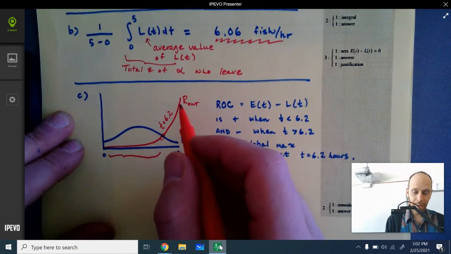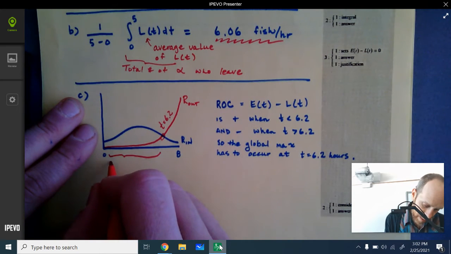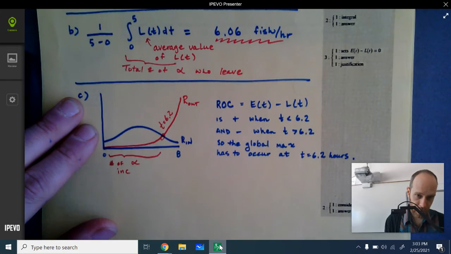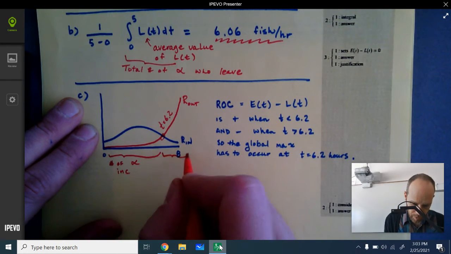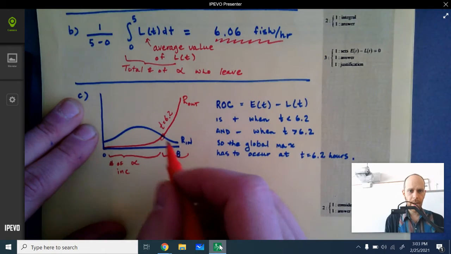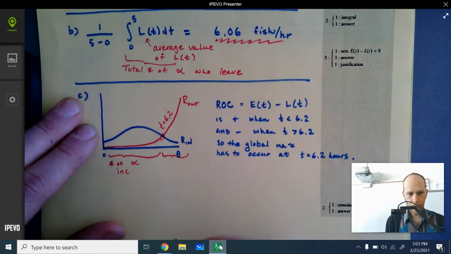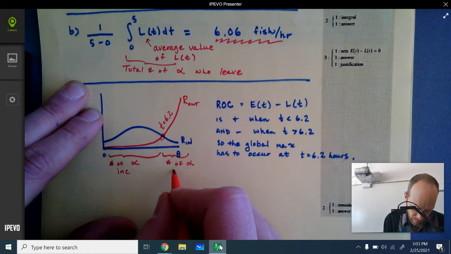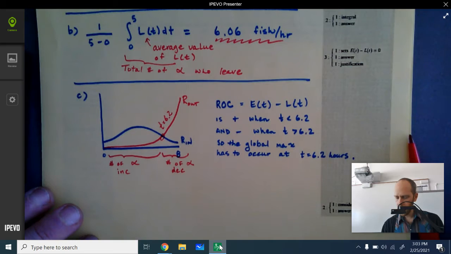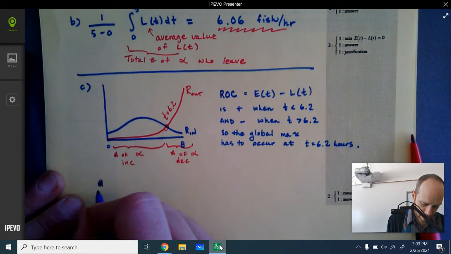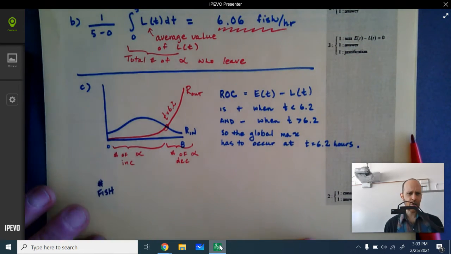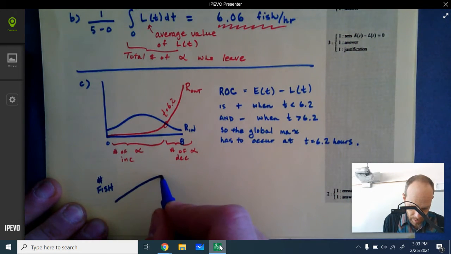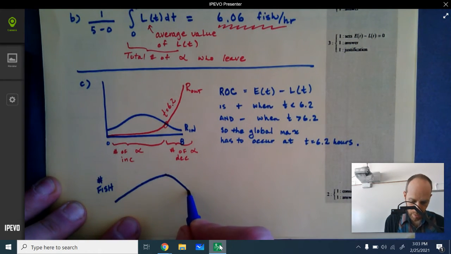Before 6.2, the blue curve has a larger y value than the red curve. That means the rate in is greater than the rate out, which means that the number of fishy fish is increasing. Afterwards, the fish are leaving faster than they're coming in because the y values are larger here than here. So the number of fish is decreasing. So in other words, the graph of the number of fish, which we can't actually draw because we don't know how many fish there were to start, goes up until 6.2 and then it goes down afterwards.